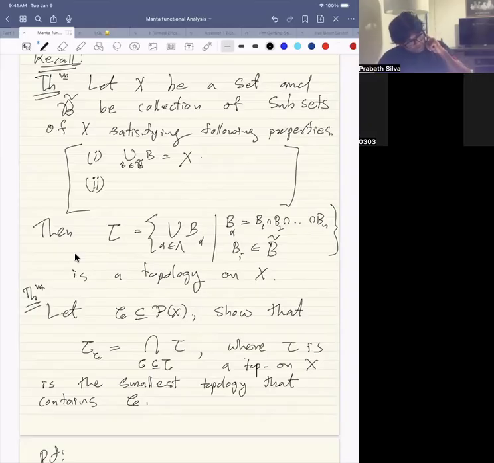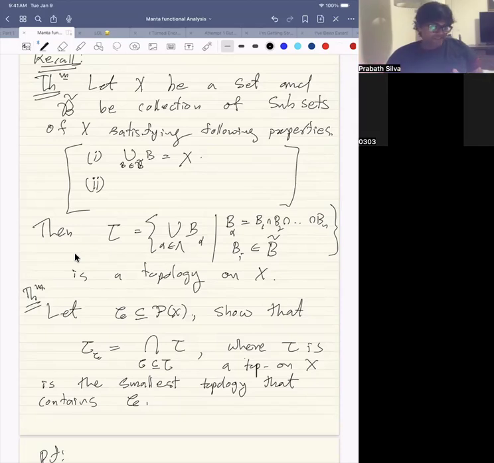And then the empty set is there, the whole set is there, and closed under arbitrary unions is fine. Arbitrary unions is fine because we have a collection of, say, capital lambda betas. Beta is in, yeah, so that's fine. And we need to worry about the finite intersections.